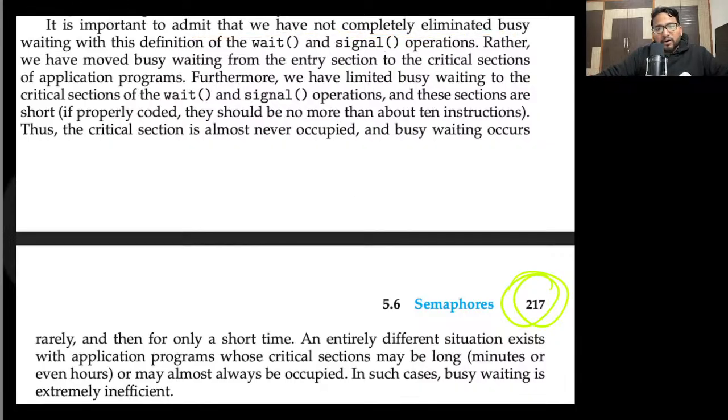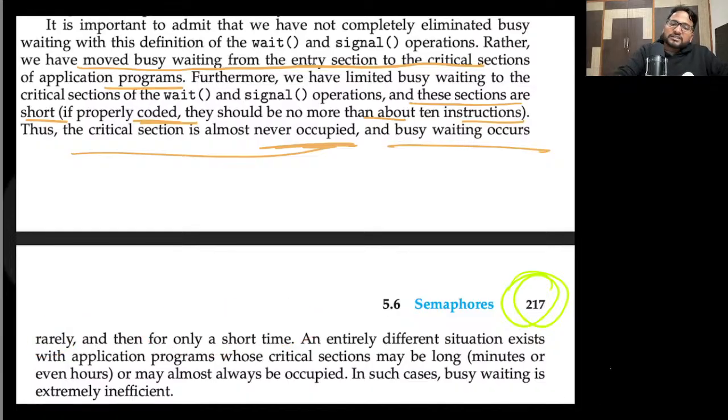With the definition of wait and signal operation, rather we have moved the busy waiting from the entry section to the critical sections of the application program. Further, we have limited busy waiting to the critical section of wait and signal operation, and these sections are short. If properly coded, this should not be more than 10 instructions. So the critical section which we are talking about currently is very, very short. Thus the critical section is almost never occupied and busy wait occurs rarely, and that too for a very short period of time. So they are saying this in the Galvin.